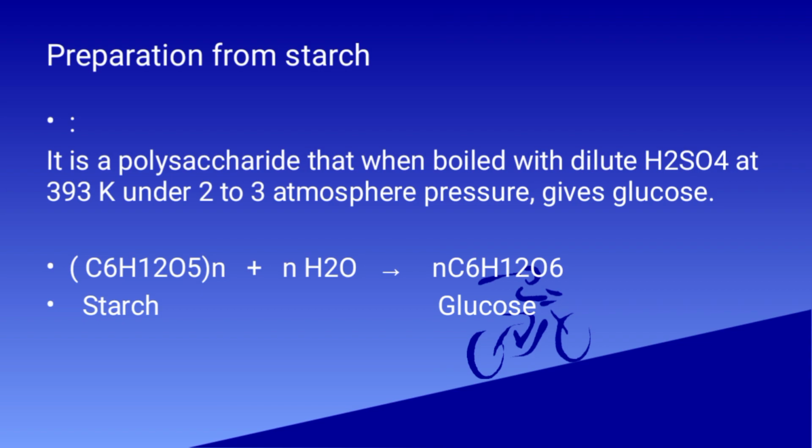Preparation from starch. It is a polysaccharide that, when boiled with dilute sulfuric acid at 393 Kelvin under 2 to 3 atmosphere pressure, gives glucose. Starch, (C6H10O5)n, plus nH2O gives glucose.